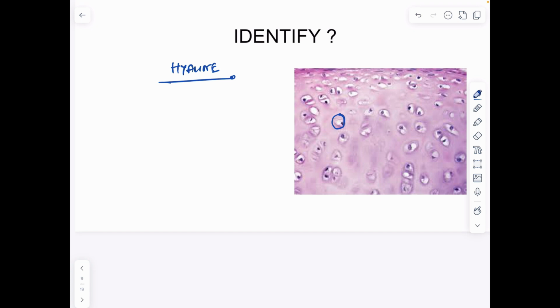But more importantly, there is the glassy homogeneous matrix. You see this matrix over here, which is smooth. It is a bluish-pink basophilic extracellular matrix with no visible fibers. Why are we talking about the fibers? Because in elastic cartilage or fibrocartilage there is a presence of fibers, while in hyaline cartilage there is an absence of these fibers, and more importantly, there are no blood vessels.